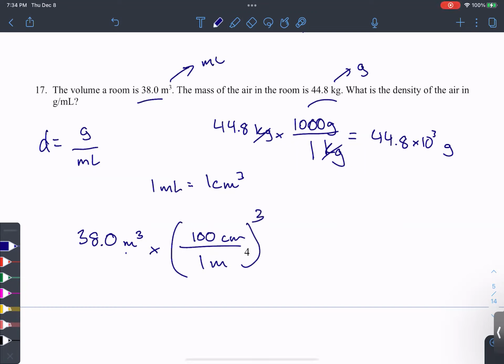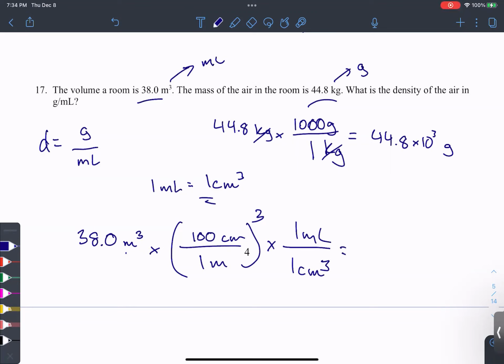So you just have to do this. All right, that's it. And so now if you finished right now, your unit would be in cubic centimeters. And so then you can use this last conversion. 1 cubic centimeter is 1 milliliter. 1 milliliter. There's your answer.